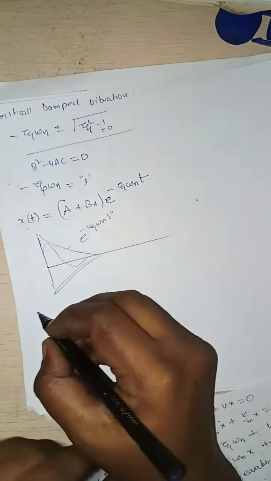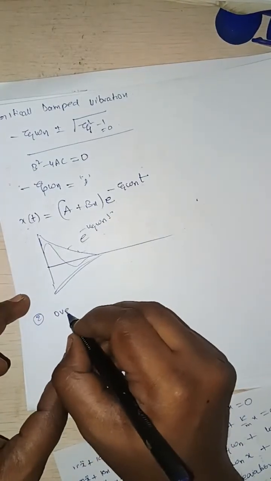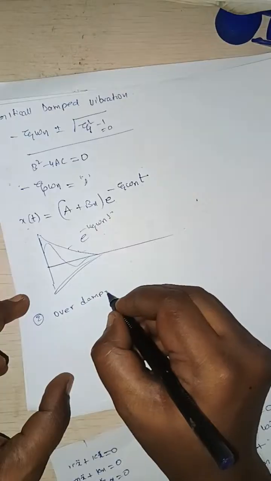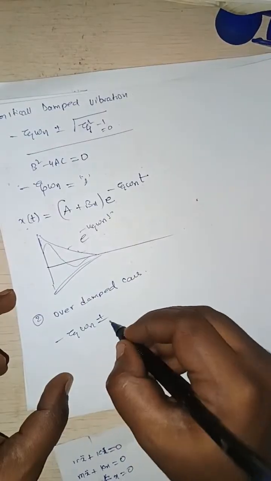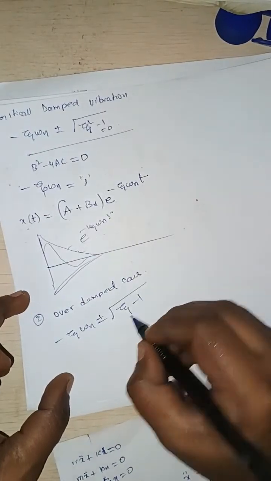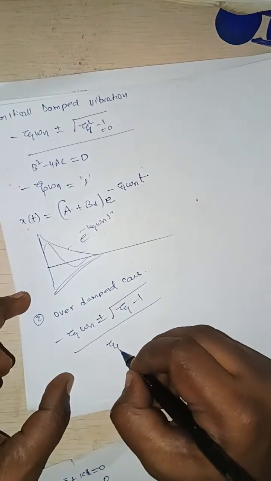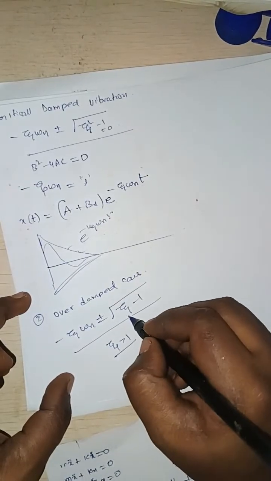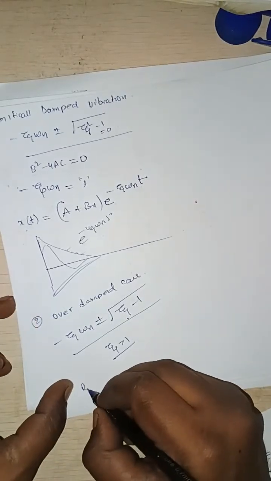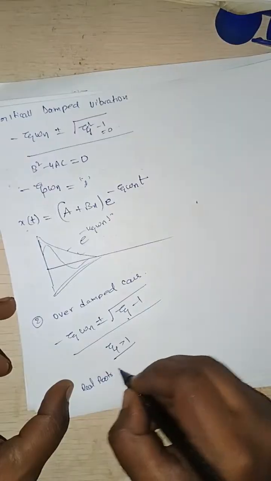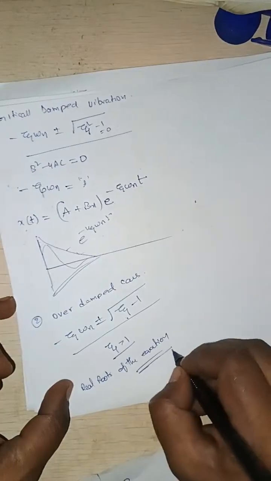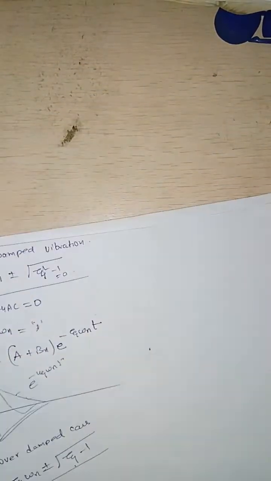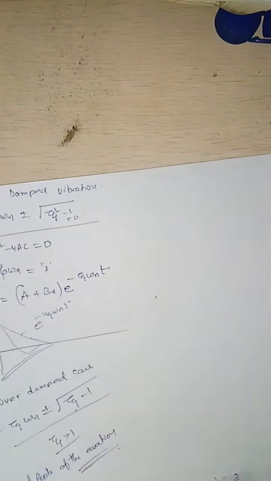The second case is the overdamped case. In this case, zeta omega n plus or minus square root of zeta square minus 1, and zeta is greater than 1, so there will be some value over here. Mostly you will get real roots of this equation. So for this also there won't be much oscillation; the oscillations will be very less.